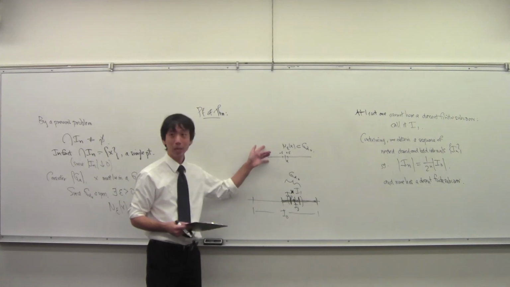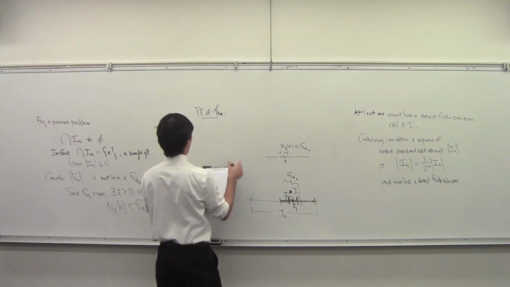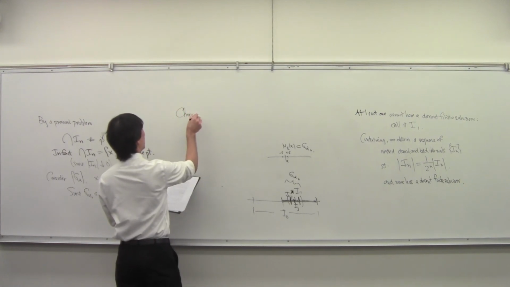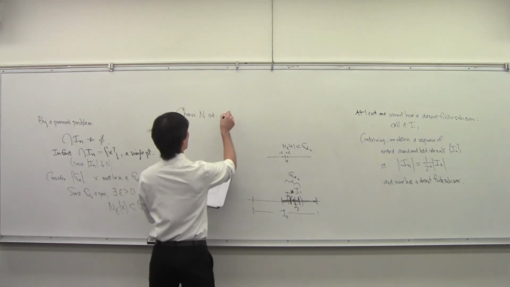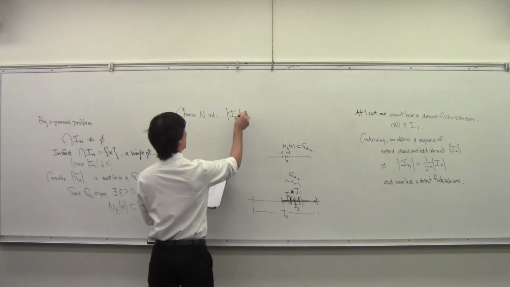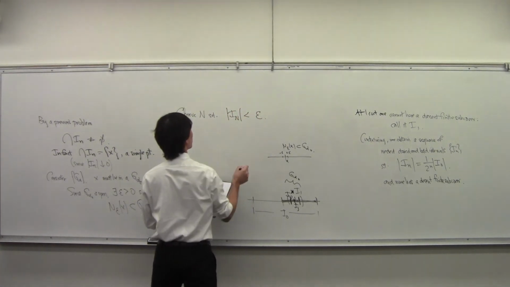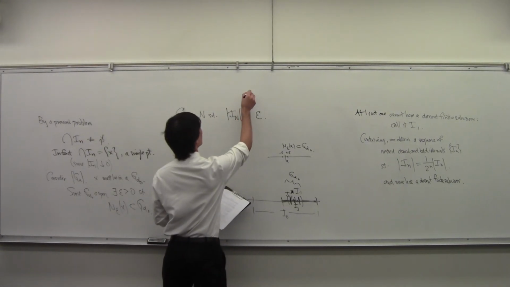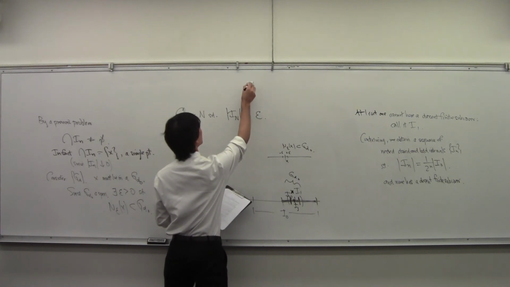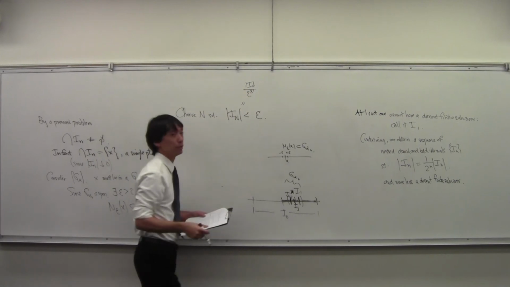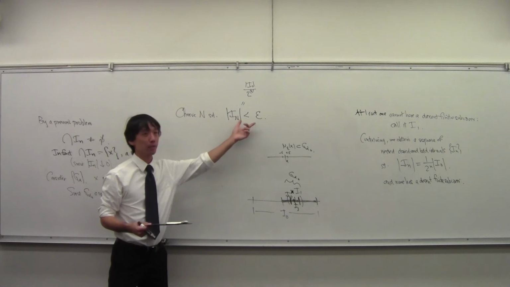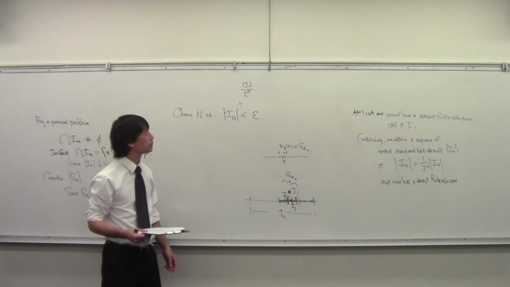Okay, so now what's going to happen, we say, okay, well, look, now choose n such that the size of I sub n is less than epsilon. This is the size of I naught over 2 to the n. They're shrinking by halves. Certainly we can choose n big enough so that this is smaller than epsilon.